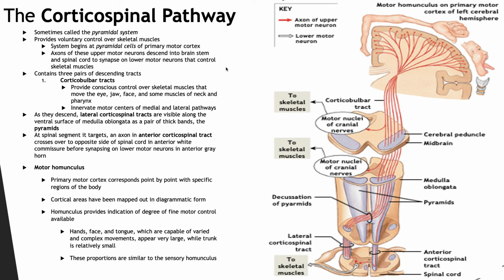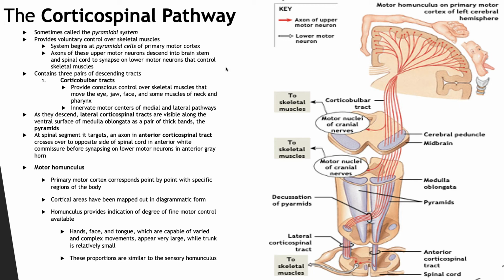A little bit about the corticobulbar tracts. The axons in the corticobulbar tracts in the brain stem synapse on lower motor neurons in the motor nuclei of cranial nerves, which include 3, 4, 5, 6, 7, 9, 11, and 12. The corticobulbar tract provides conscious control over skeletal muscles that move the eye, the jaw, the face, and some of the muscles of the neck and the pharynx. The corticobulbar tracts also innervate the motor centers of the medial and lateral pathways.